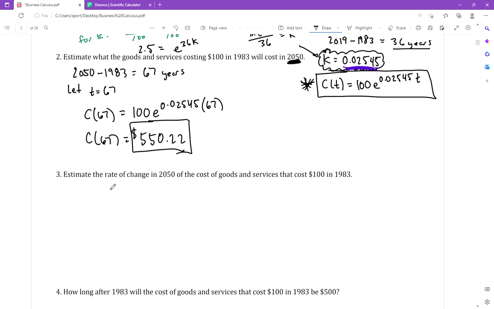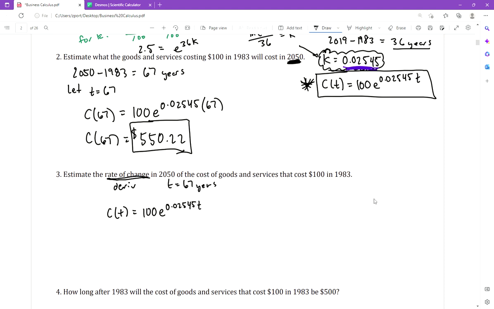Okay, so number 3 says estimate the rate of change. All right, so rate of change is telling us we need to do a derivative. It's still eventually going to be 67 years, okay, because it's the same amount of time, but we are doing a derivative first. Okay, so I have my original function, c of t equals 100 e to the 0.02545 t.